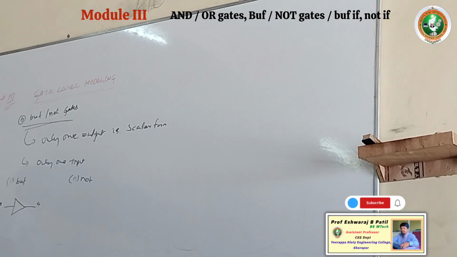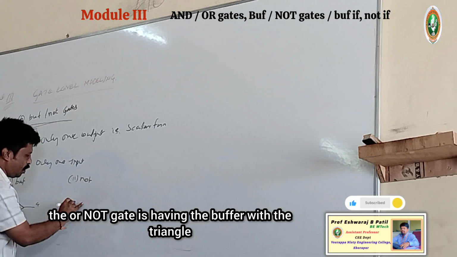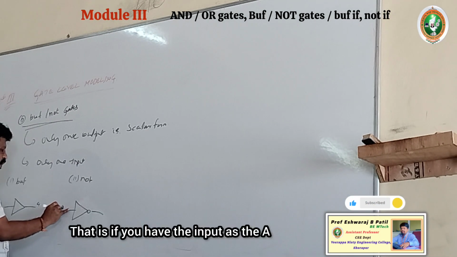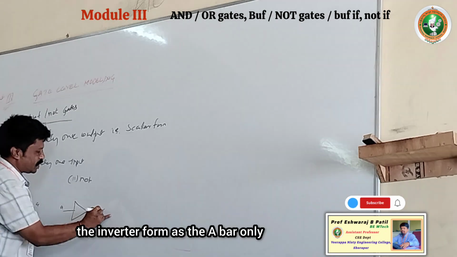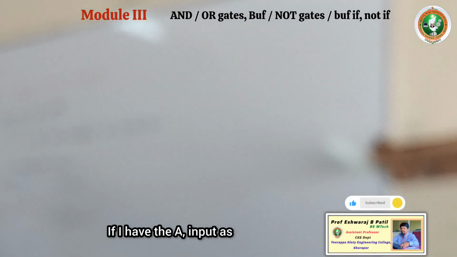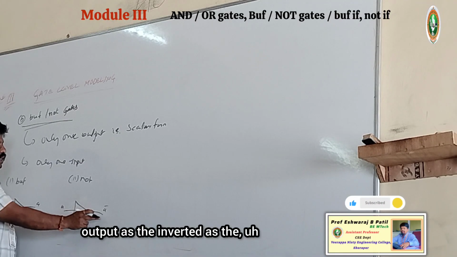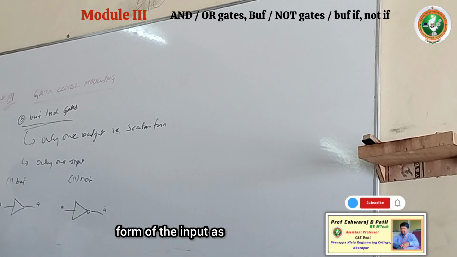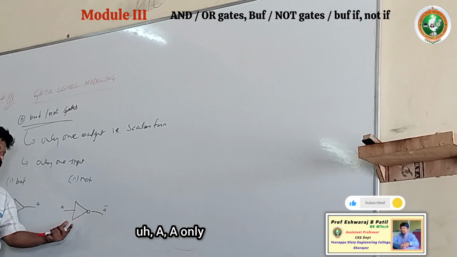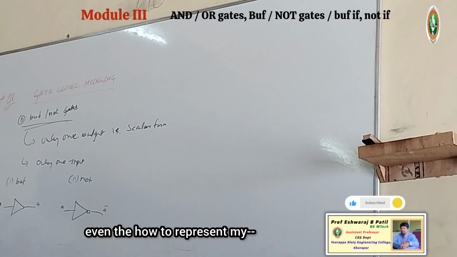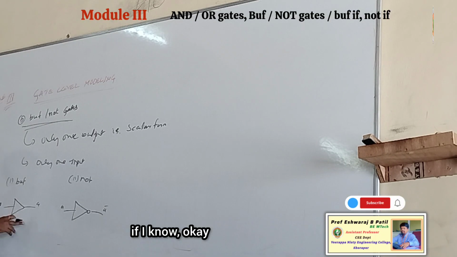Similarly, the NOT gate is shown with the buffer triangle. If you have the input as A, the output is the inverted form, A bar. If I have the input as A bar, the output is the inverted form of the input, A only.